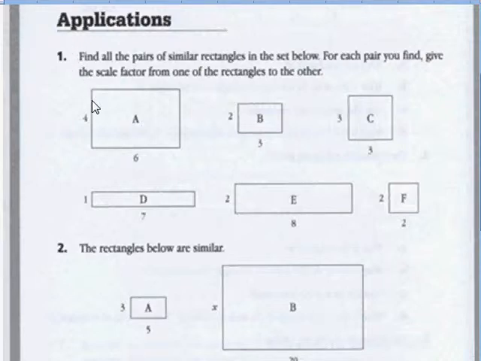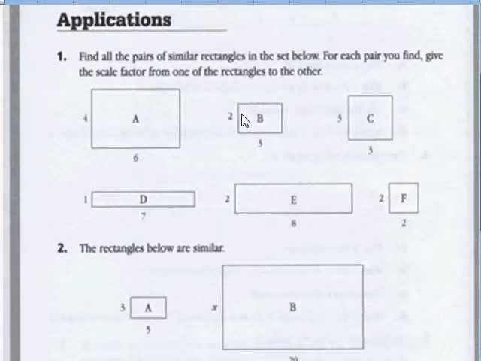Alright, so we're going to start with A and B. How do you get from 4 to 2? You divide by 2. How do you get from 6 to 3? You divide by 2. So A is similar to B since you did the same thing to both sides to get the sides over here. So we're going to write rectangles A and B are similar, and the scale factor from one to the other, we'll just pick from A to B since that's the direction we went.